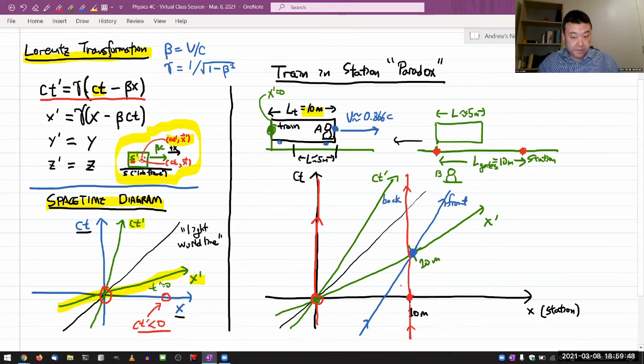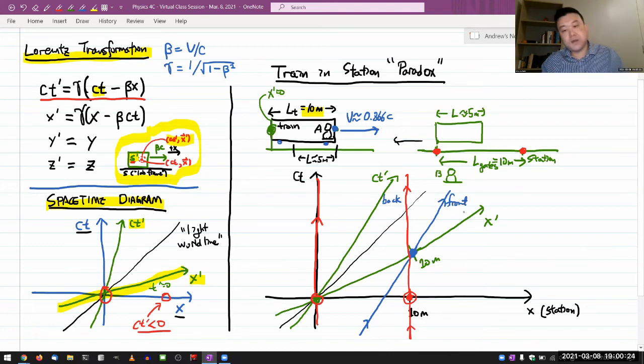So, okay, I think I have illustrated everything. Now that I have drawn everything, I'm now in a position to explain this train in station paradox. Let me first describe Bob, the station chief's, perspective.